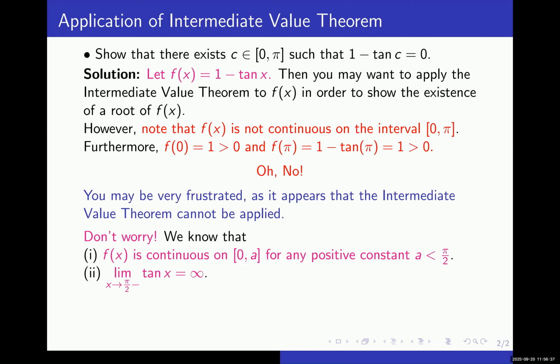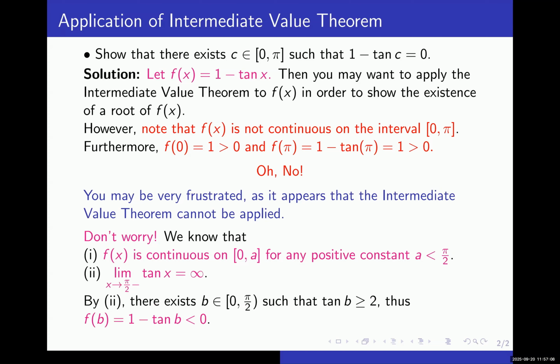And another thing is that as x approaches pi over 2 from the left, which means that x is less than pi over 2, then tangent x goes to infinity. What does this mean? This means that if x is close to pi over 2, then tangent x can be very large, actually as much as you want.